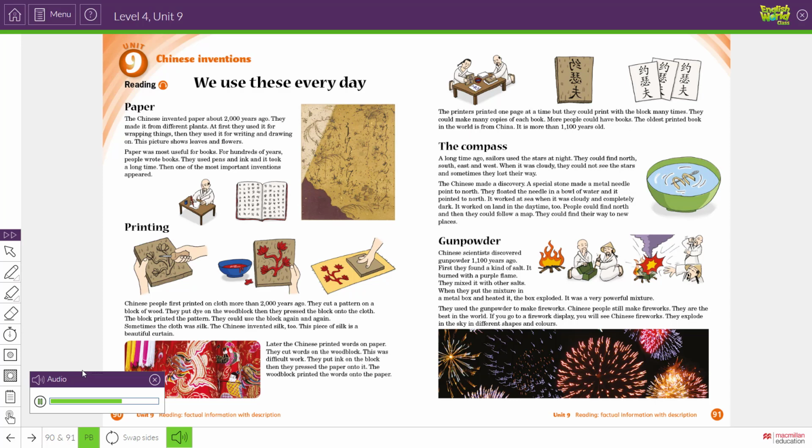The Chinese made a discovery. A special stone made a metal needle point to north. They floated the needle in a bowl of water, and it pointed to north. It worked at sea when it was cloudy and completely dark. It worked on land in the daytime, too. People could find north, and then they could follow a map. They could find the way to new places.